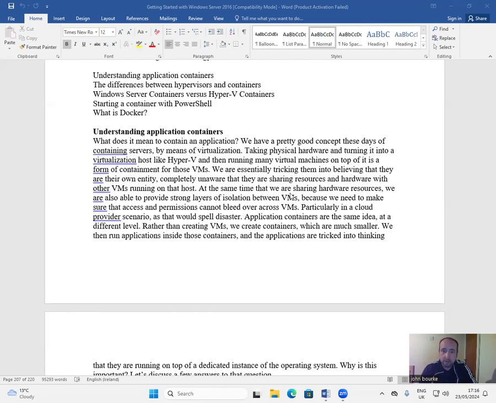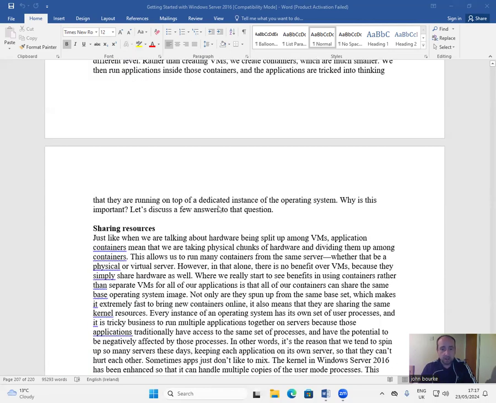At the same time that we are sharing hardware resources, we are also able to provide strong layers of isolation between VMs because we need to make sure that access and permissions cannot bleed over across VMs, particularly in a cloud provider scenario, as that would spell disaster. Application containers are the same idea at a different level. Rather than creating VMs, we create containers which are much smaller. We then run applications inside those containers, and the applications are tricked into thinking that they are running on top of a dedicated instance of the operating system.